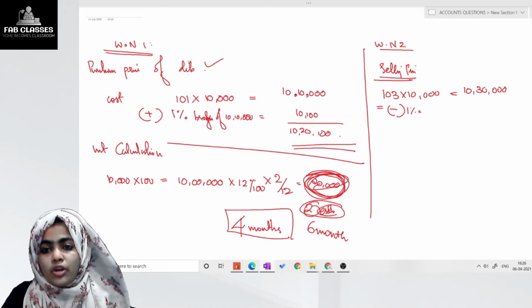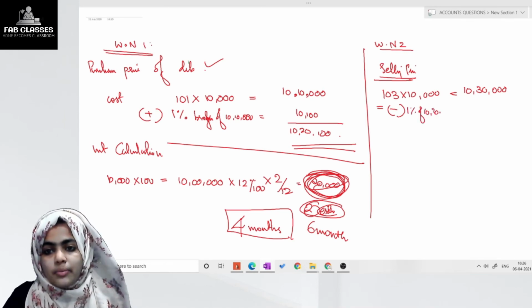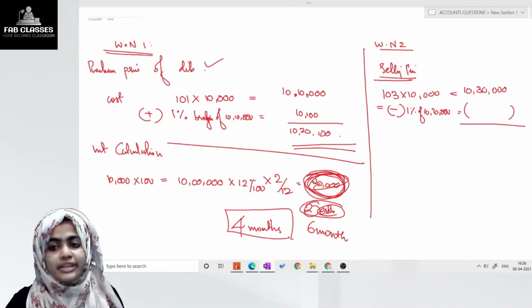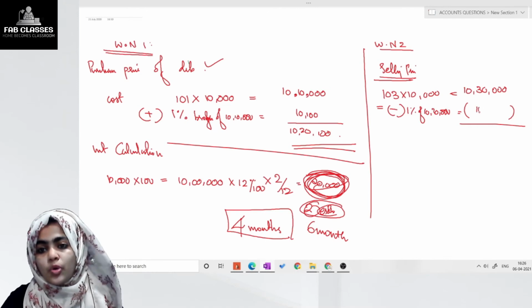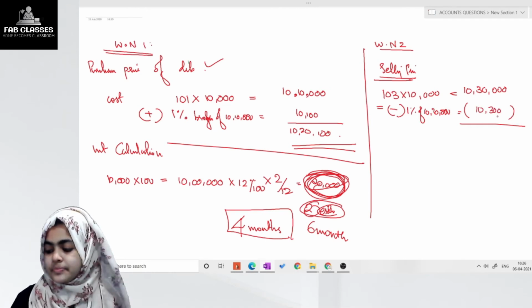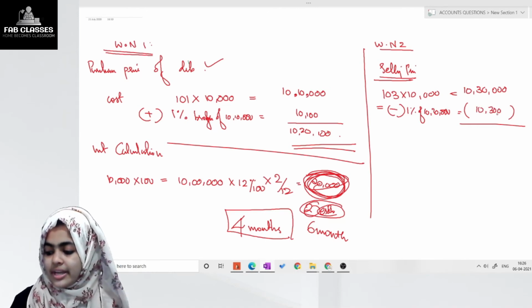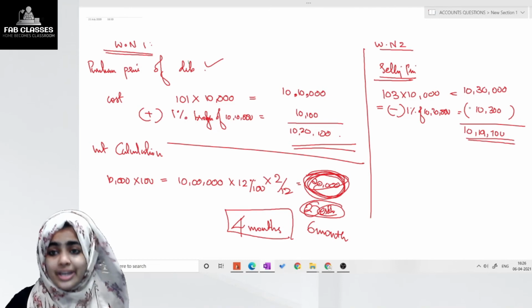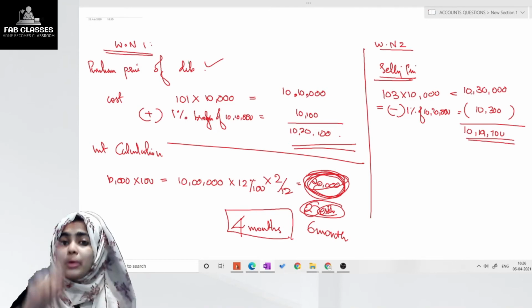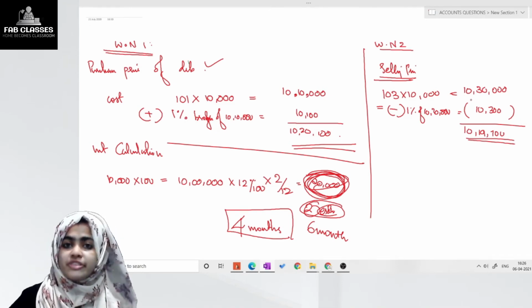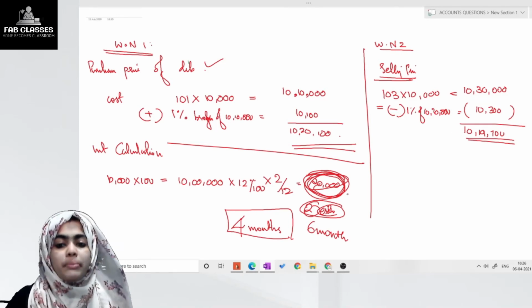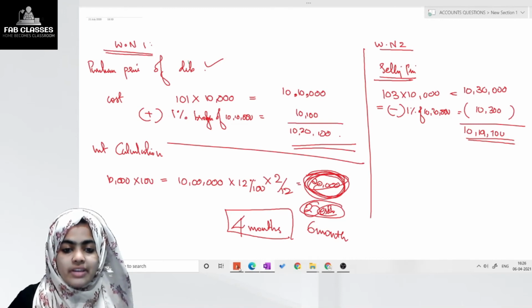So 1% of 10,30,000 is the brokerage, and the net sales amount which we are going to receive will be the difference between these two. 1% is 10,300, so 10,30,000 minus 10,300 gives 10,19,700, the net sales value which we are going to get. We got 10,30,000, but we had to pay 1% to the broker as brokerage fees. The remaining will be the net sales value, 10,19,700.